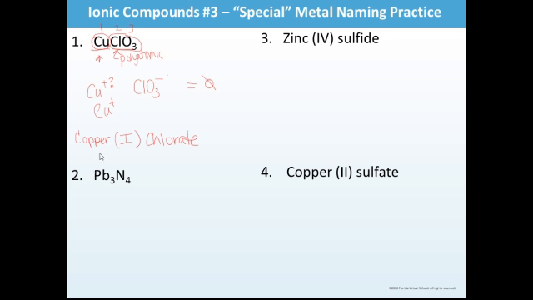Number 2, start at the beginning. Is this an ionic or covalent bond? Well, I have lead, I have metal, nonmetal, therefore this is ionic. Do you have 3 or more different elements? Well, I have lead, I have nitrogen.